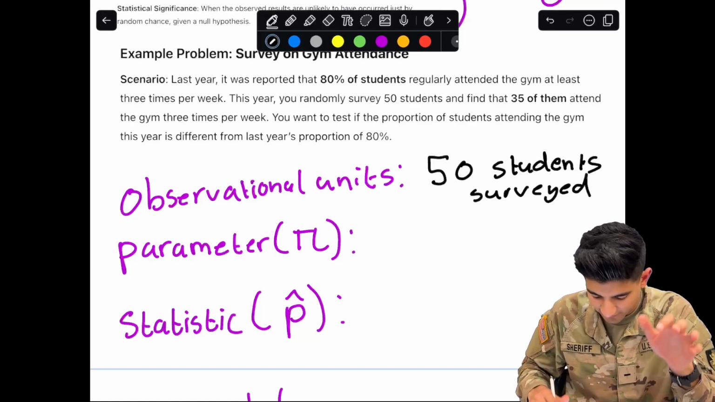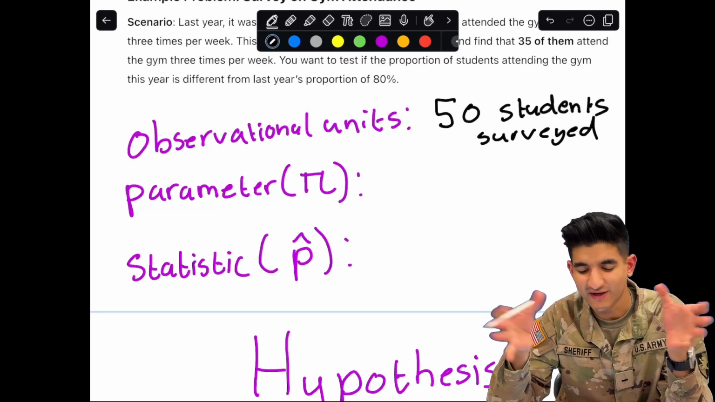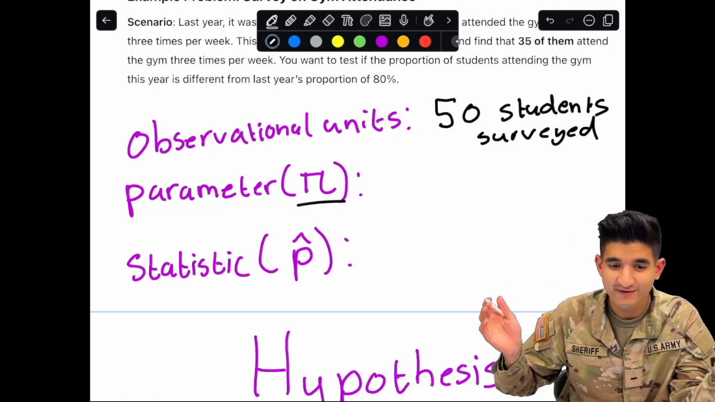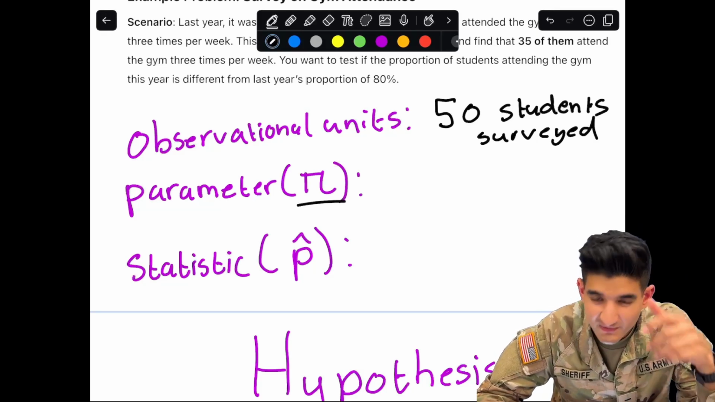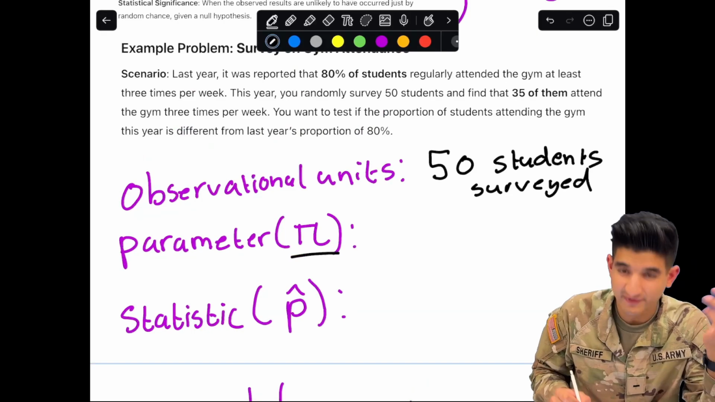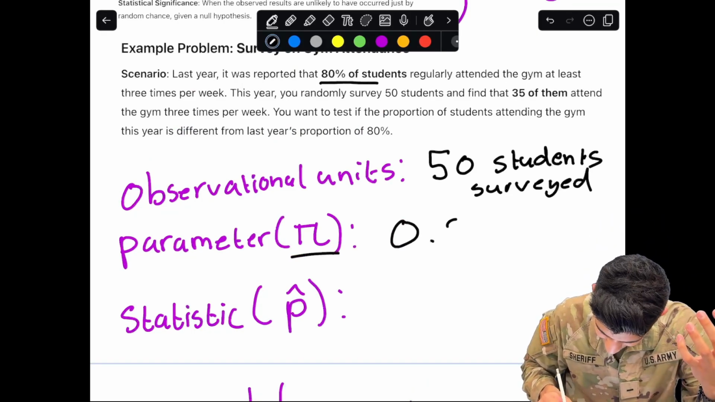Nothing. Don't overthink this one. Now the parameter, remember, would typically be associated with our historical proportion, and we use the symbol pi to say the parameter. In this one, this is going to be the true proportion, which is given to us over here in the historical data, 80%. So this is going to be 0.8.